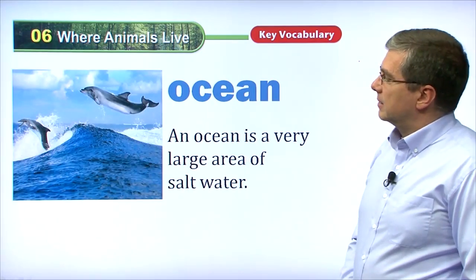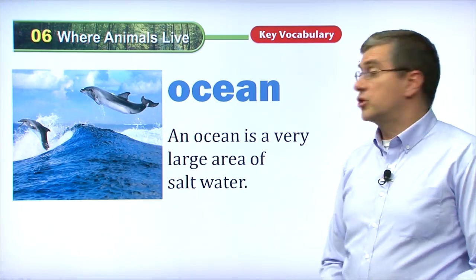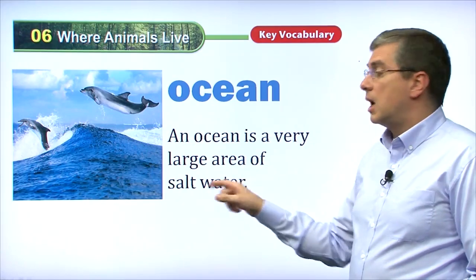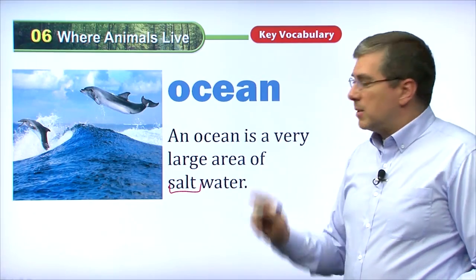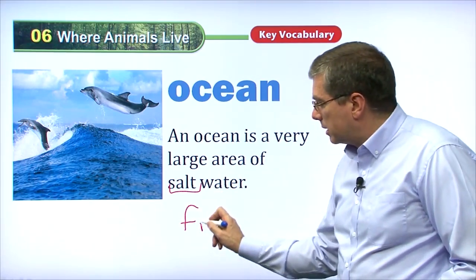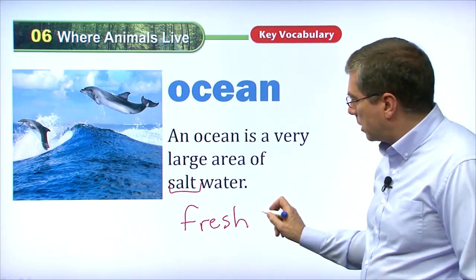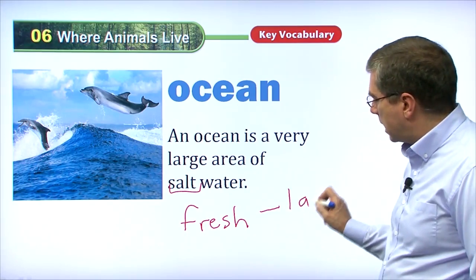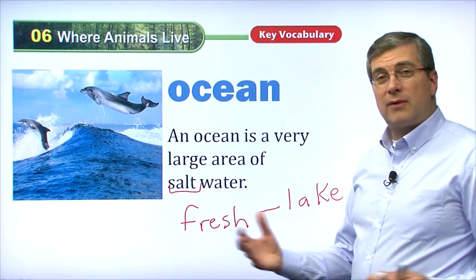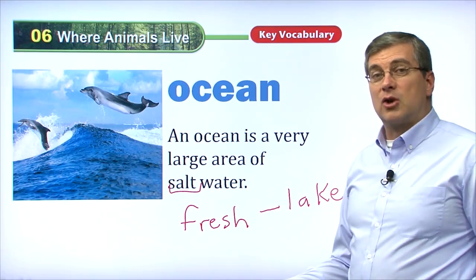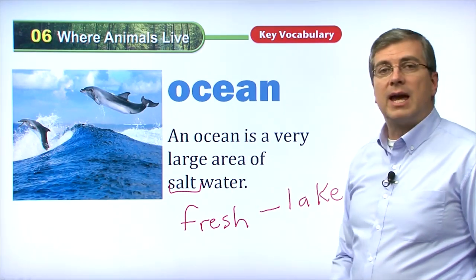Wow, this is very exciting. We have dolphins here, right? And the dolphins live in the ocean. Of course, you know what the ocean is. An ocean is a very large area of salt water. Salt water, very important. Because if it's fresh water, it's not an ocean, okay? If you have a large body of fresh water, that is a lake, not an ocean. A large body of fresh water is a lake. Like you have in America, the big lakes, the Great Lakes. They're fresh water, not salt water. If it's salt water, we call it an ocean.